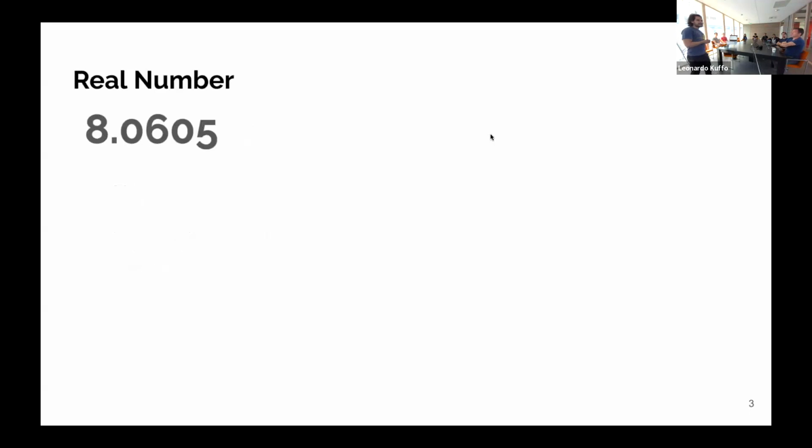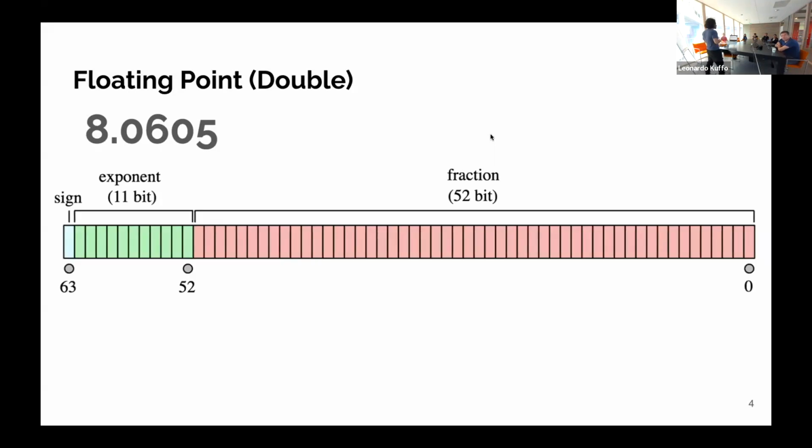So this right here is a real number. Some of you may call it a decimal number. Looks very nice. So how do computers represent these numbers? Well, they use something called floating points. And today we're going to be focusing on double precision floating points.